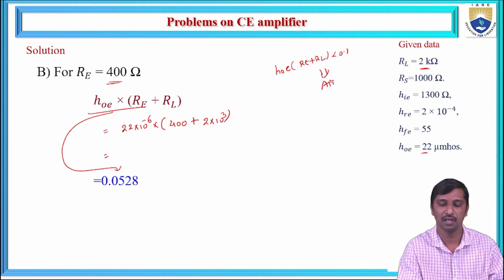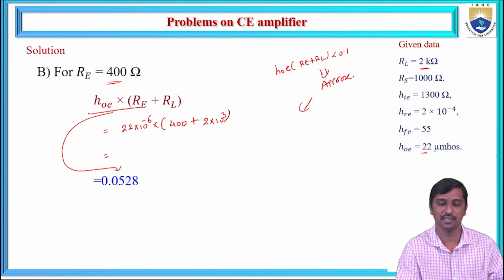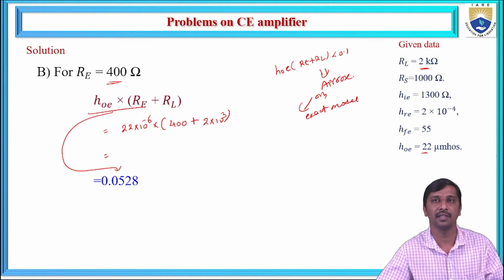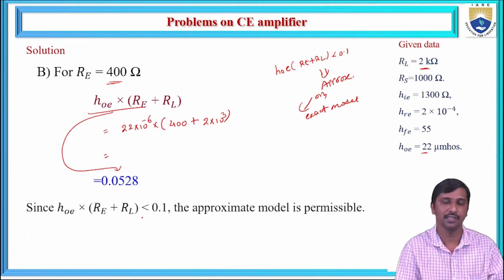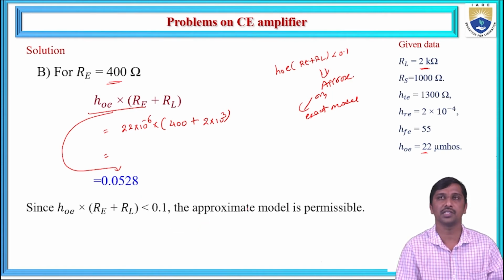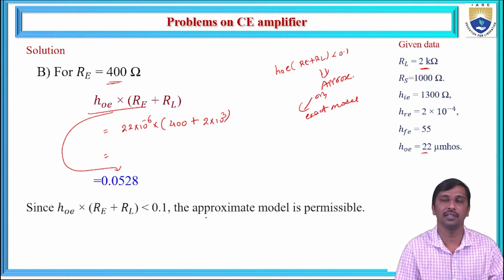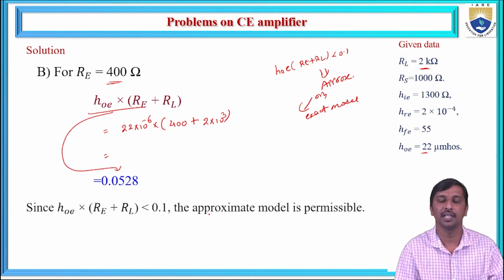Then we go for approximate model. Otherwise, we go for exact model here. So hence, from this parameter, we know that this is always less than 0.1. Hence, we need to choose approximate model. So based on that approximate model, again we need to calculate the current gain, input impedance, voltage gain, and output impedance, that is the total terminal output impedance when the emitter resistance is 400 ohms.